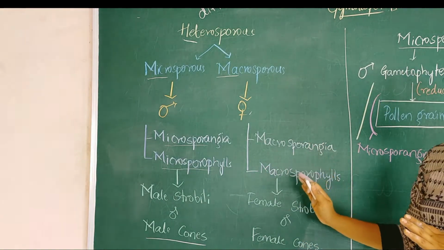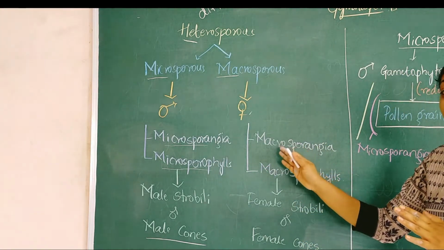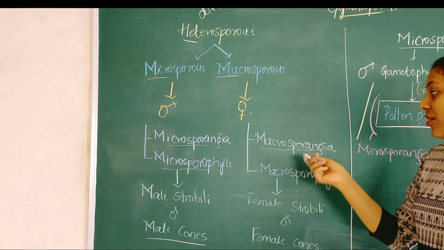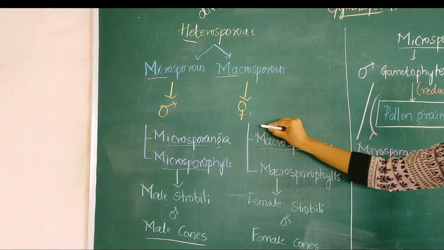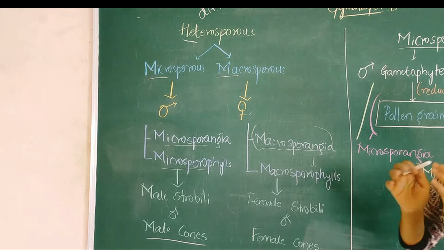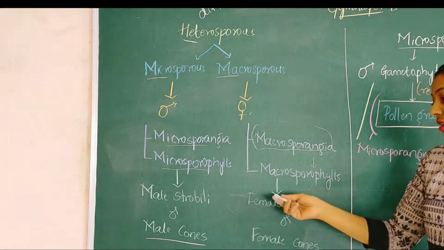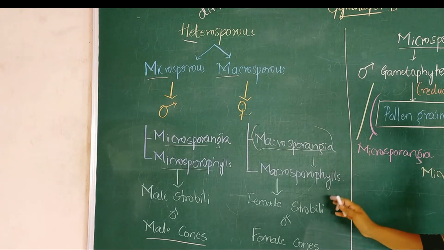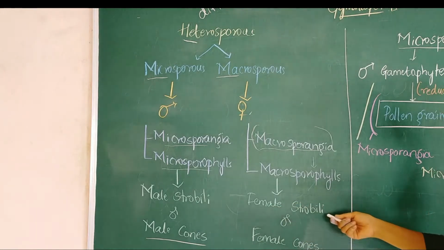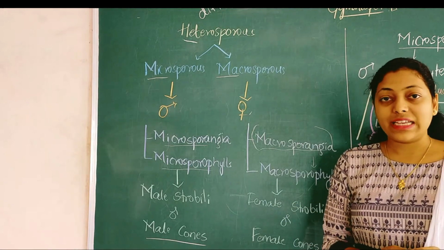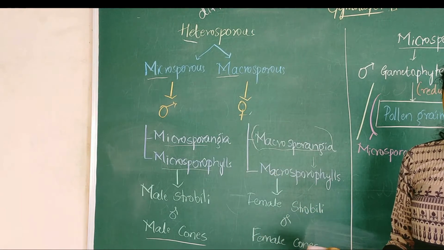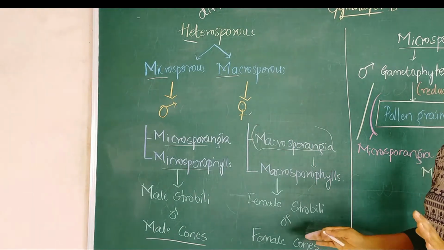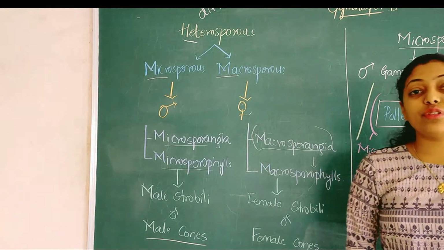So next, coming back to the female spores: macrosporangia are the protective covering for the female spores, and these macrosporangia are attached on the apex of a leaf called the macrosporophyll, right? And all these constituents together form the female strobili or female cones. Is it clear? This is very simple and very easy to remember, so this is the one you have to remember. So that we can move to the next topic.